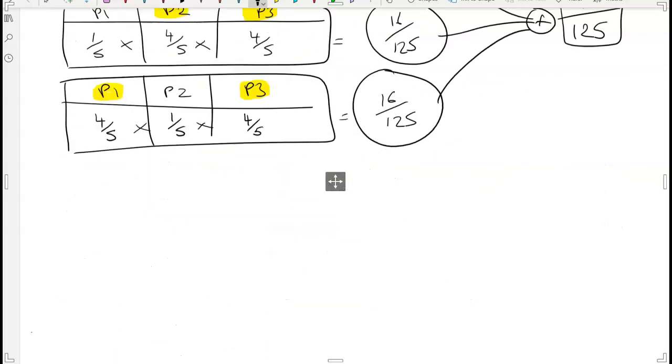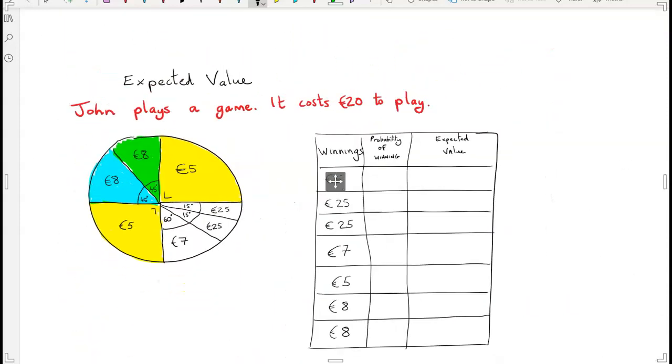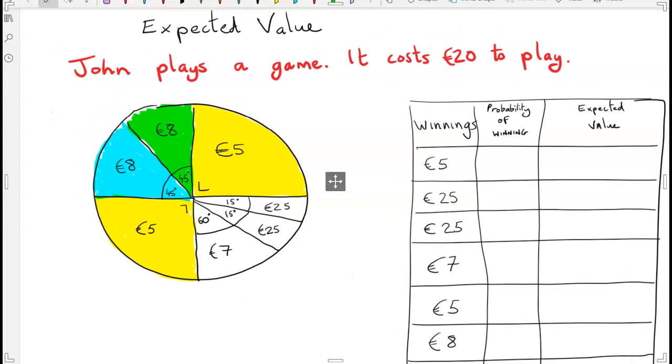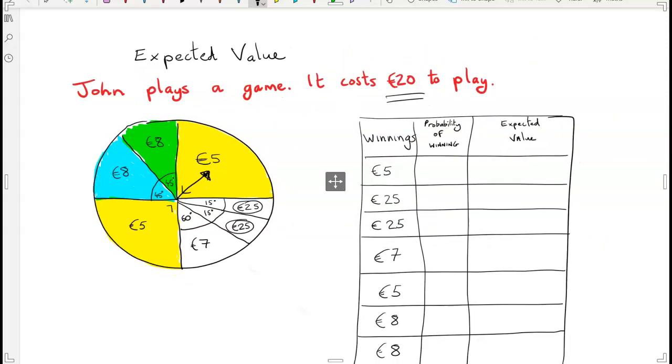And that's Bernoulli trials. Now, the last little thing we're going to look at is expected value if you play a gambling game. So let's say this is a game, this little spinner wheel here, and if the arrow lands in each particular slot, let's say if it lands in this slot, you would win €5, or if it lands in that green slot, you would win €8, etc. Now, it costs €20 to play. Each time you spin, it costs €20. So the question is, is it a good game to play? Well, it might be, because look, you could win 25 here or even 25 here. So you need to work out the expected value of this game.